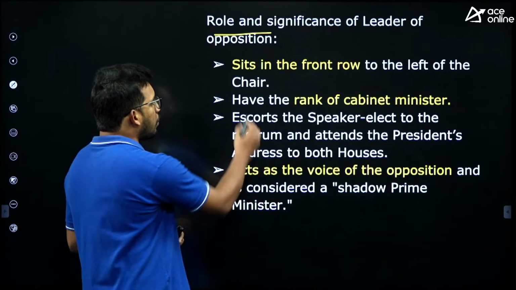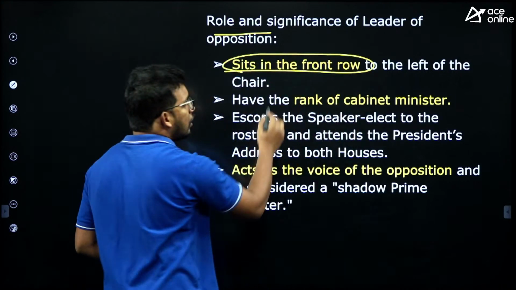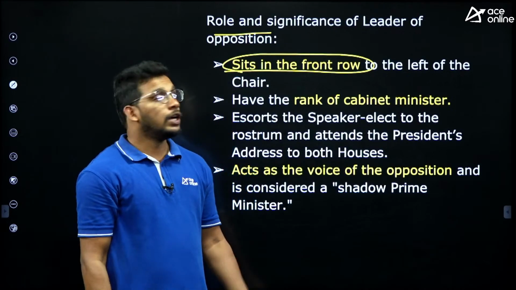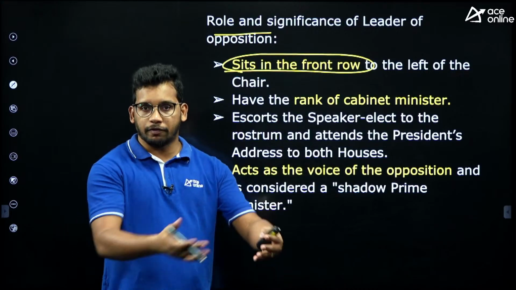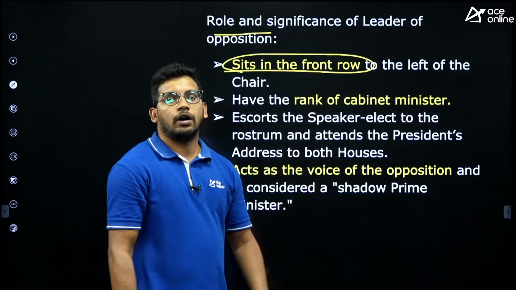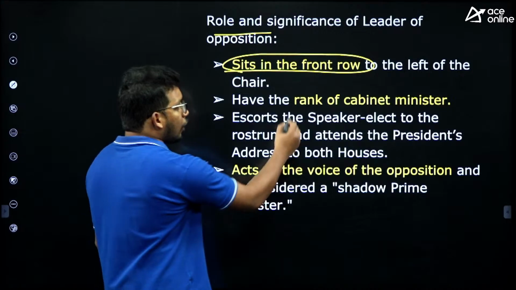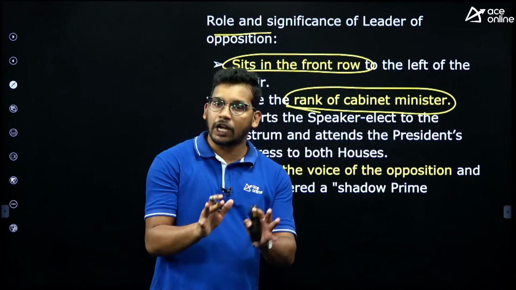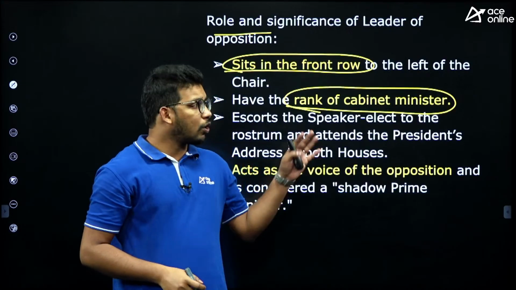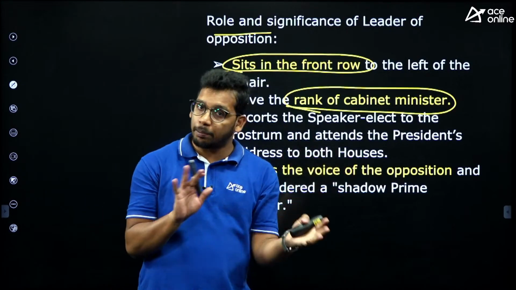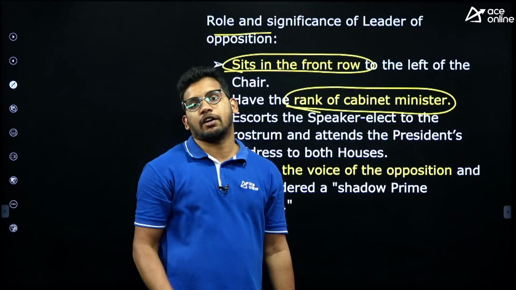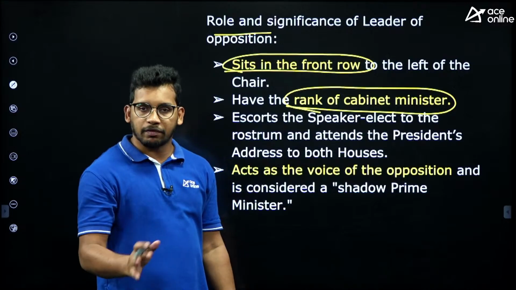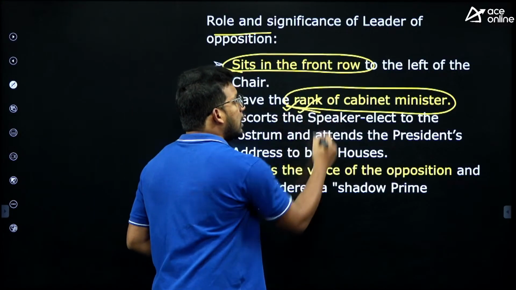Fine. So the leader of opposition will sit in the first row in the Lok Sabha, right? He is recognized with the first seat. The first row seat itself will be given to the leader of opposition. He also has the rank of cabinet minister. That means we have the cabinet and different ministers, but we are not giving this status to opposition MPs. Only that particular leader of opposition who has the highest seats apart from the government will be given the cabinet minister rank.